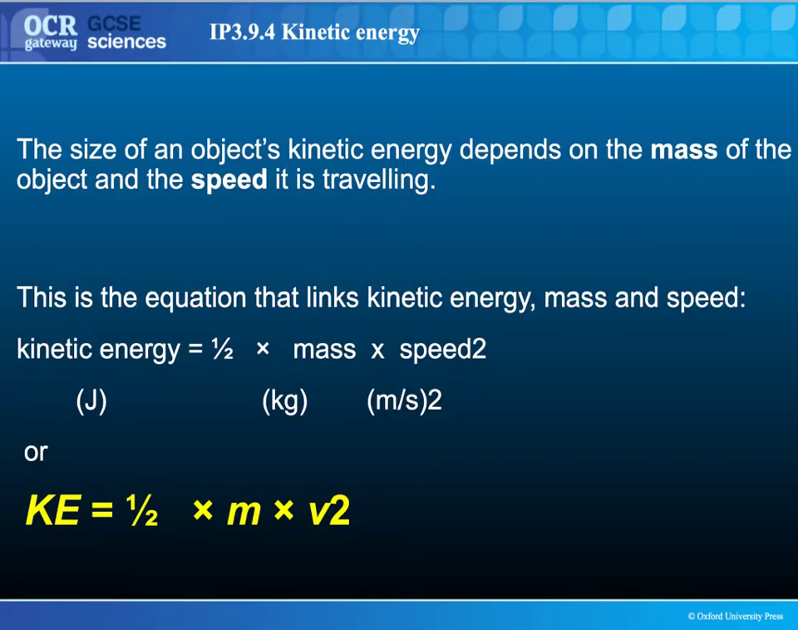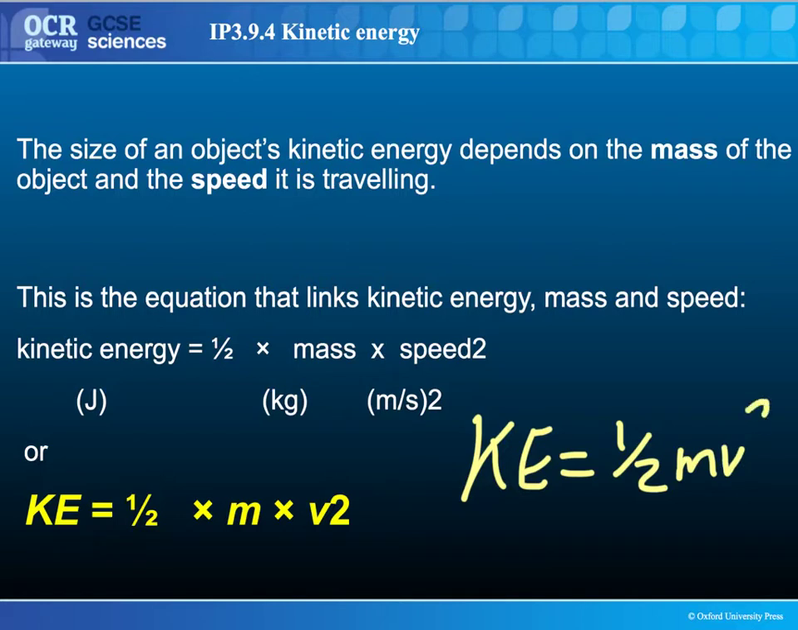This equation is probably the trickiest one that we'll come across because it involves squares and it involves a multiplication by a half. So the actual equation is written that KE is equal to a half m v squared, mass times velocity squared. So you square the velocity, times by the mass, times by a half, which gives you the kinetic energy of an object. Not forgetting that you need to convert all of the units into the appropriate SI units of joules, kilograms and meters per second.